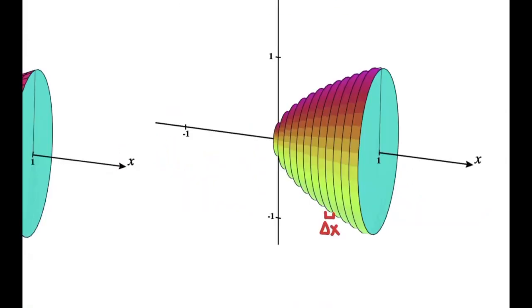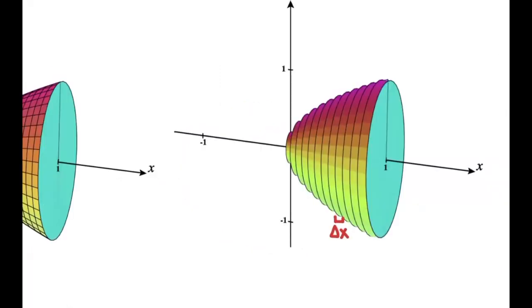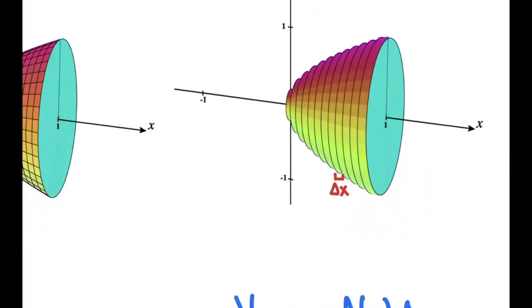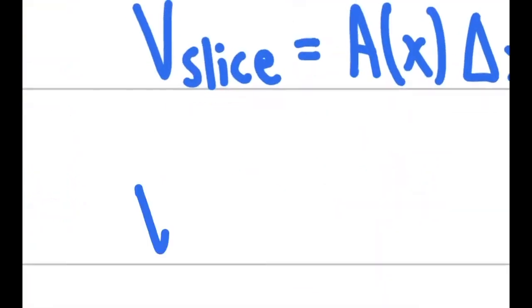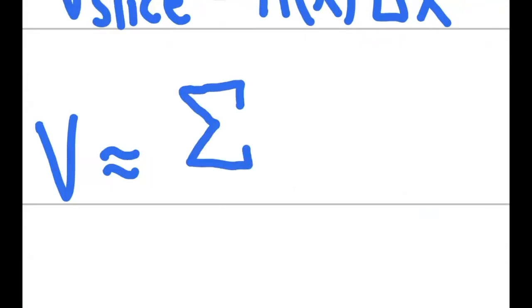To get an approximation of the total volume of this solid, we need to sum up the volumes of all these thin slices at multiple points. That means we're going to use summation notation. We need sigma in here. The total volume is approximately equal to the sum, that's sigma right there.